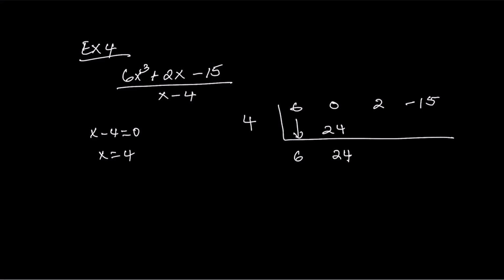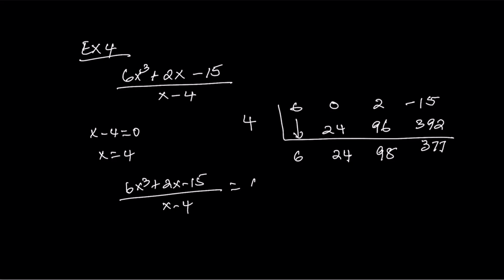Multiply 4 times 24 to get 96. Add to 2 to get 98. Multiply 4 times 98 to get 392. Add to negative 15 to get 377. Final expression, 6x squared plus 24x plus 98 plus remainder 377 over x minus 4.